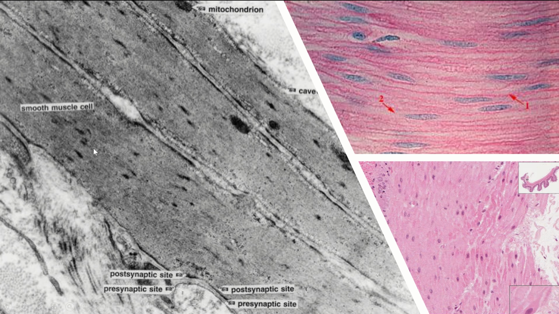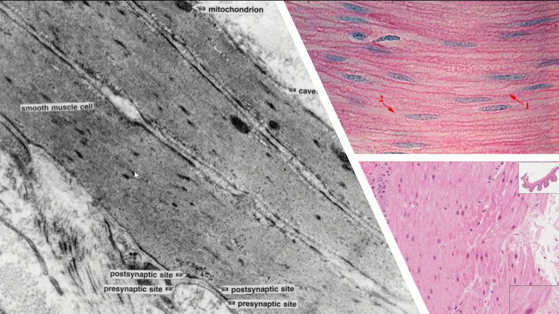So here you can see this is more smooth muscle. Right, more smooth muscle. Here is actually a synapse. So this is where a little nerve ending is ending on this smooth muscle cell to tell it, hey, I want you to contract now. Hey, I want you to relax now. So that's a little synaptic site right there. But yeah, this is a smooth muscle cell.